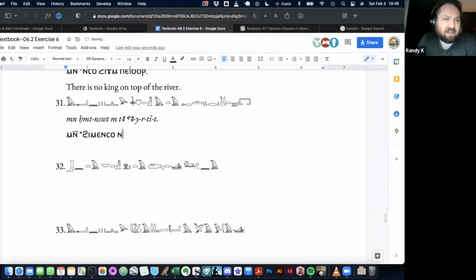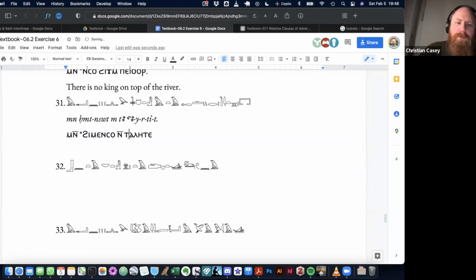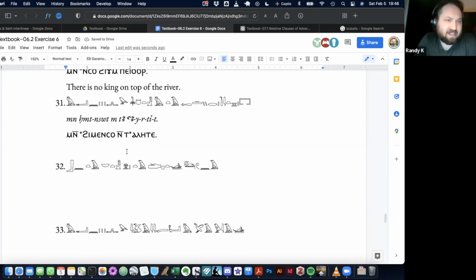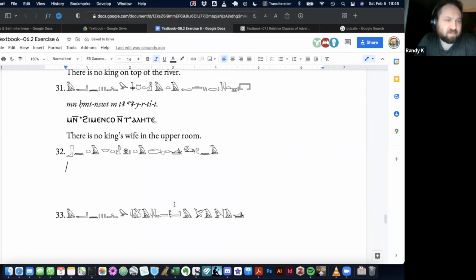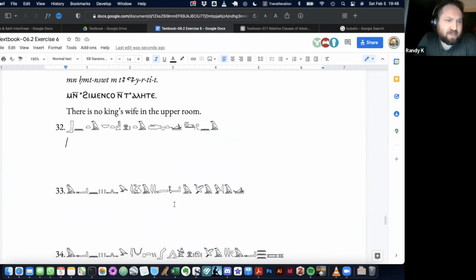Ta ali al-ari, whatever you had it reconstructed as. Yeah, Aleta or something. I can't remember how I reconstructed it before, but it should be something like Aleta. Maybe. I don't know. Then it is: there is no king's wife in the upper room. Yeah. All right.